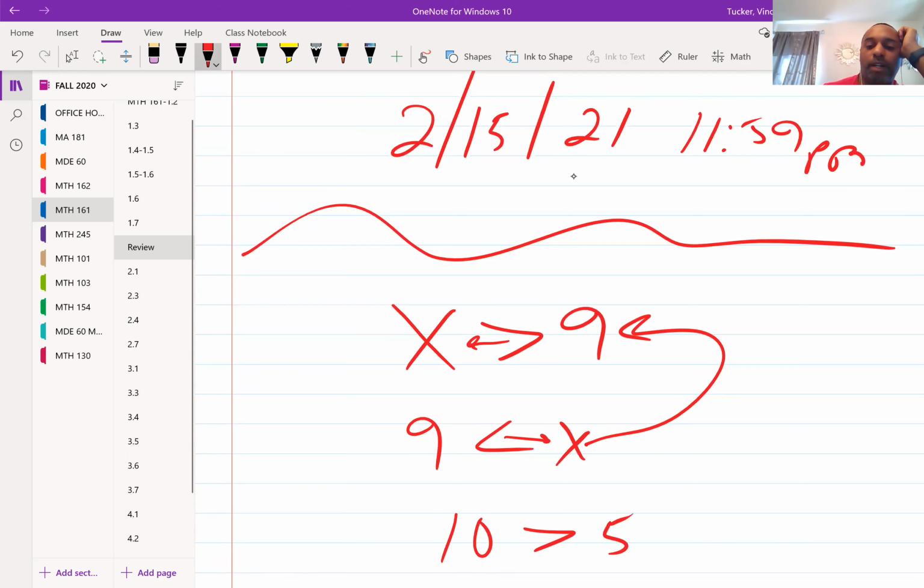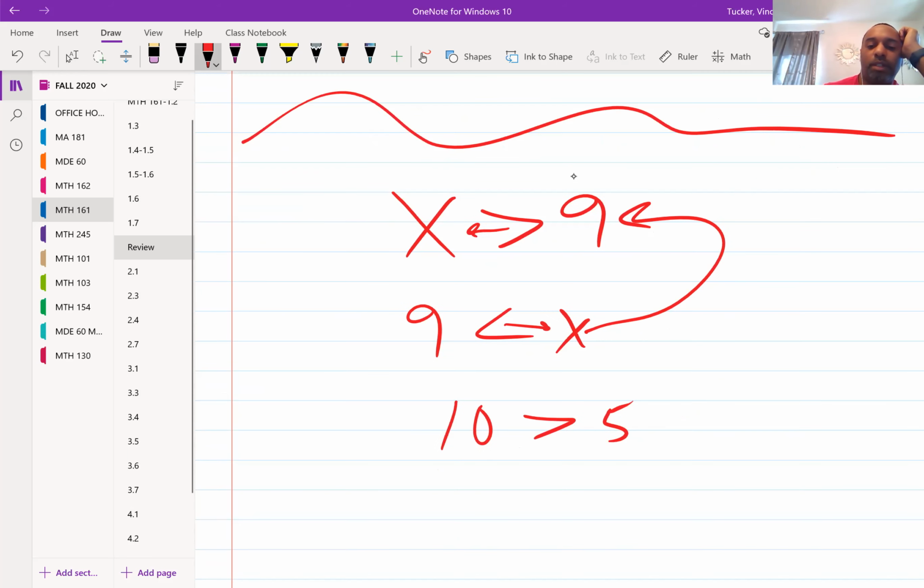10 is greater than 5. Mouth is open towards the 10. 10 is less than 100. The mouth is open towards the 100.